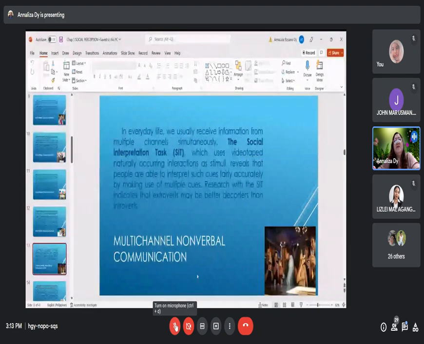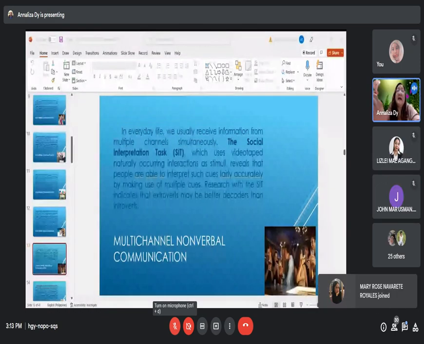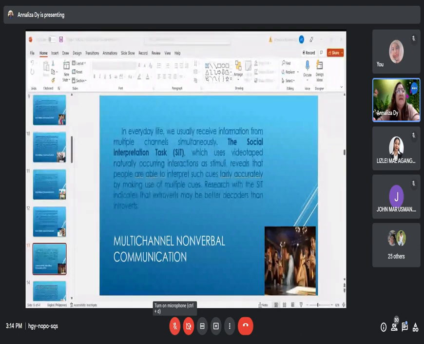Okay. Now, in everyday life, we usually receive information from multiple channels simultaneously. You call this the SIT, the social interpretation task. What you actually do is try to gain as much information as you can from multiple sources at the same time. That's why it's multiple channels. The social interpretation task, or SIT, uses videotaped naturally occurring interaction as stimuli, and reveals that people, okay, this is an example of an experiment that they have done using technology.